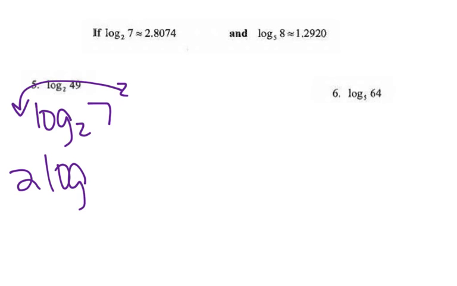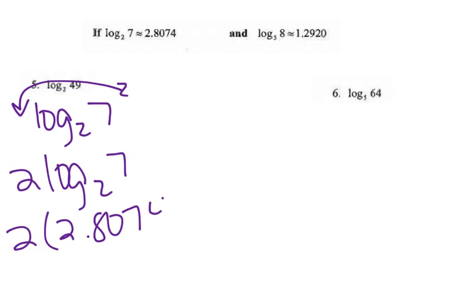Log base 2 of 49. There's two ways you could look at it. You could say first that that's log base 2 of 7 squared. So then that squared would come to the front, 2 times log base 2 of 7. So 2 times log base 2 of 7 is 2.8074. So 2 times 2.8074 is 5.6148.